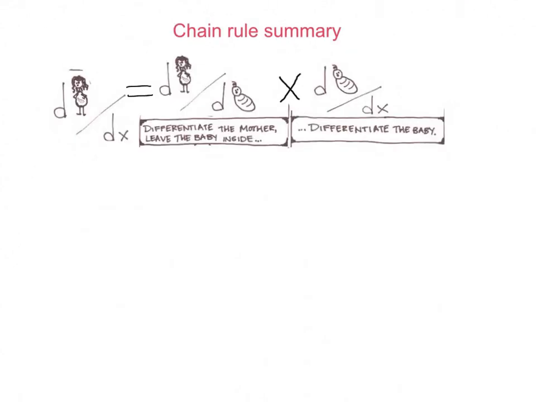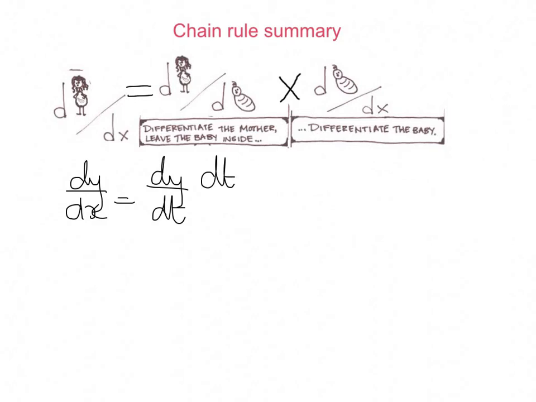So finally, a summary. The chain rule says that the way to differentiate something where you've got something inside something is to recognise what the mother is and recognise the baby. Differentiate the mother, leave the baby inside. The baby is now inside the derivative of the mother, and then multiply by the derivative of the baby. If we wanted to write that properly, we would write dy by dx is equal to dy by dt, you don't have to use t, you can use any letter, times dt by dx, which you can sort of think of as saying that these dt's cancel.